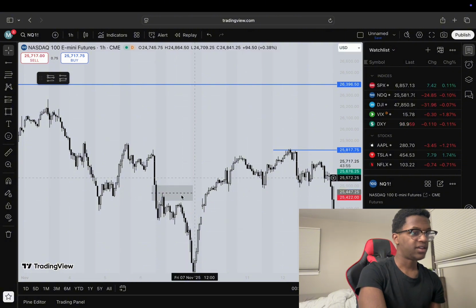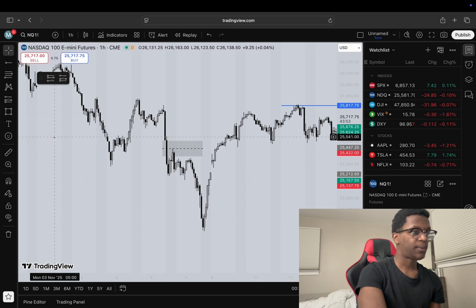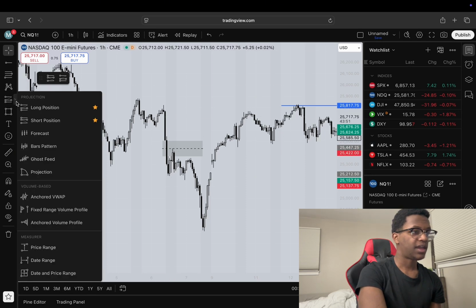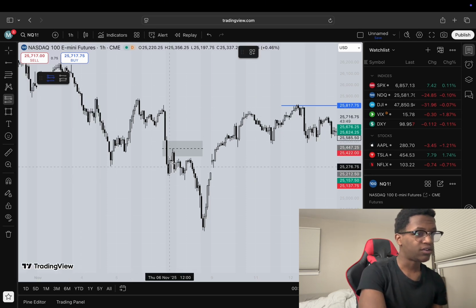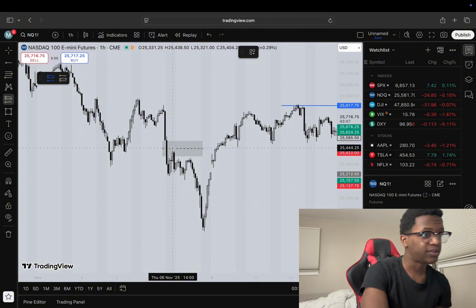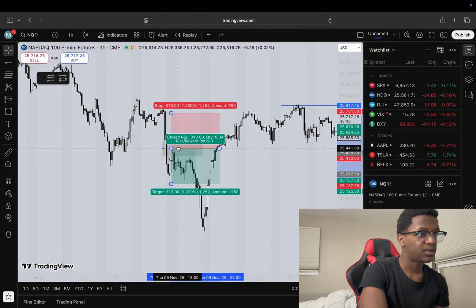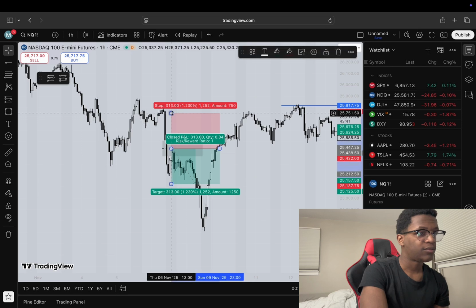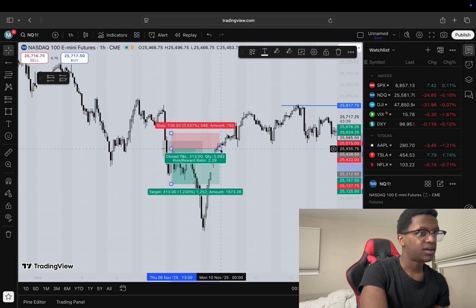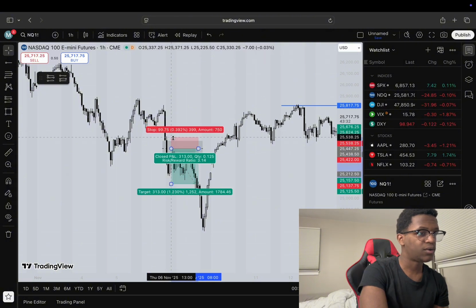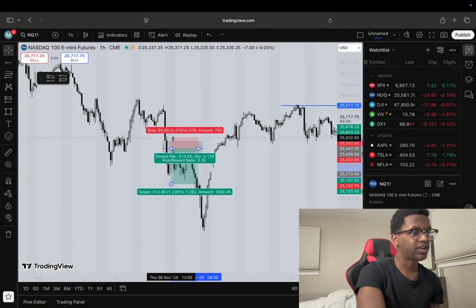Right? Price taps into this fair value gap. And then we can just take a short from consequent encroachment, right? Taps consequent encroachment right here. So we have our limit order set here, right? We set our stops above this bearish candle right here, or we have it set above the fair value gap.